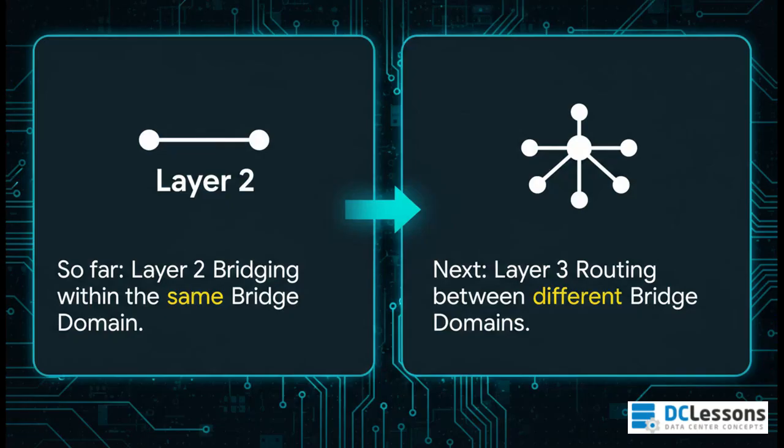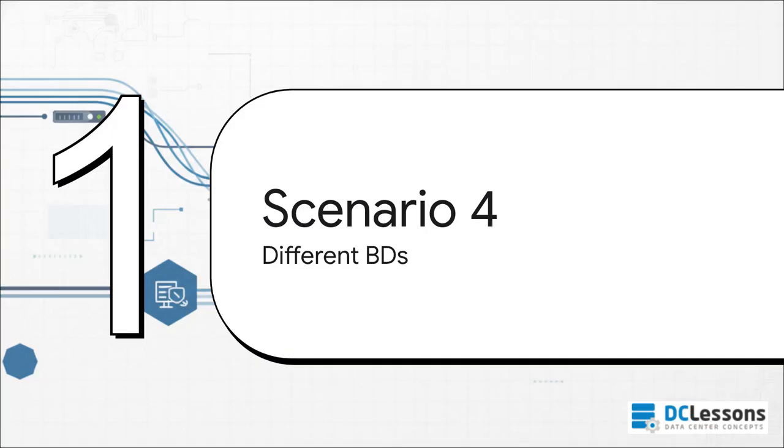Okay, so let's just pause and look at where we've been and where we're going. Everything up to now has been layer 2 switching, all within the same bridge domain. Our next scenario is a whole different ballgame. We're moving to layer 3 routing between different bridge domains. It's a big shift from bridging to what's called VXLAN routing. All right, here we go.